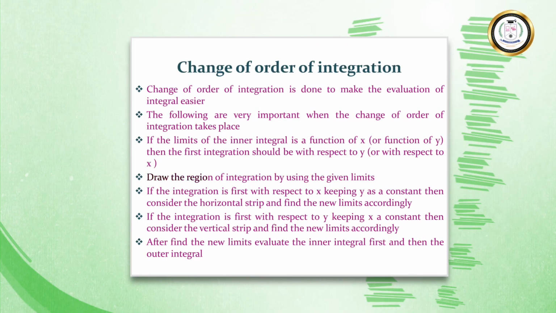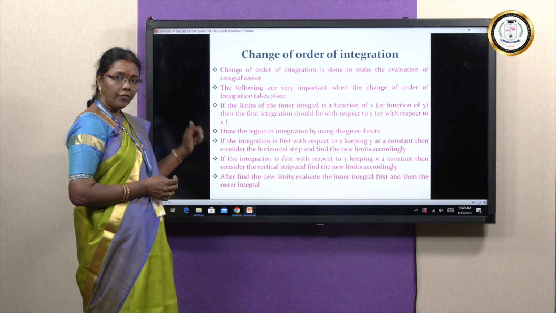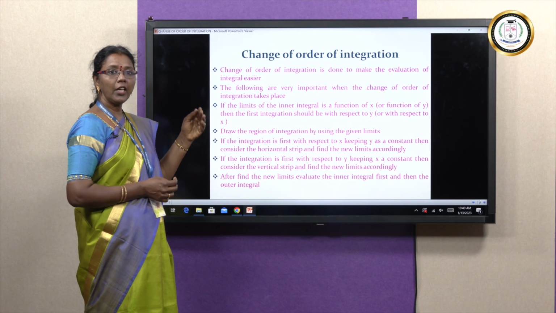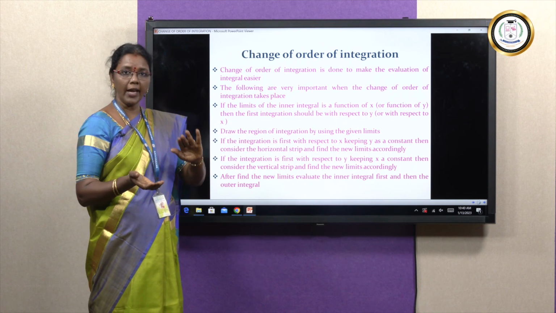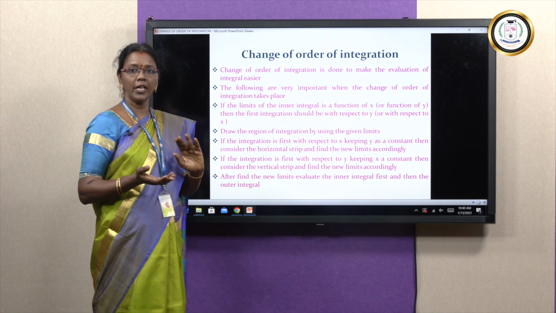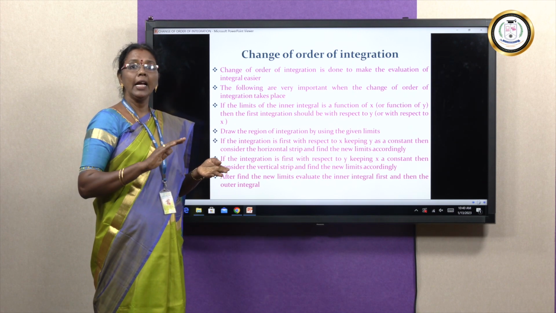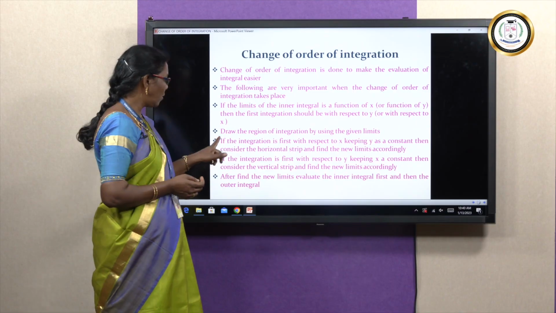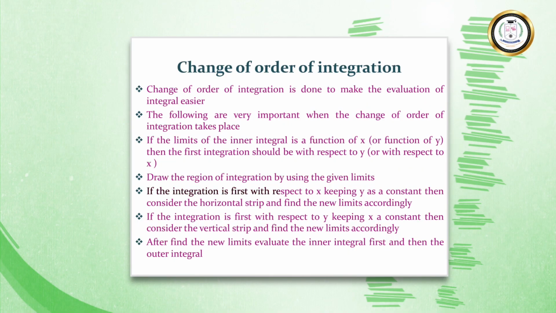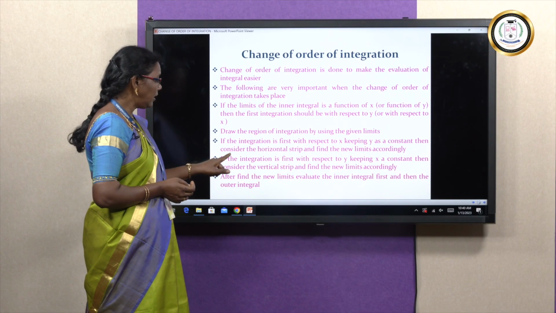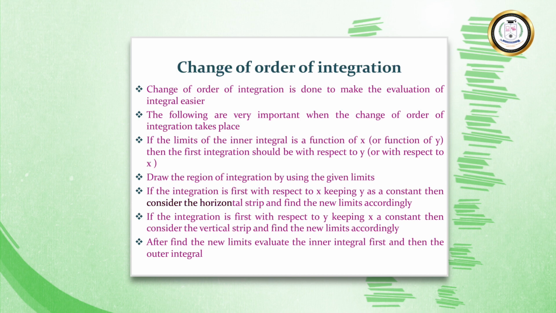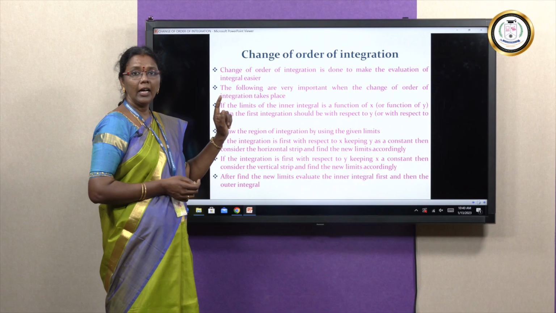After identifying the boundaries, the easy way to integrate, that is, to change the order, is to draw the region using the given limits. Then, after drawing the region, if the given order is dy dx, we are going to change the order. It should be dx dy. So if the inner integration is first with respect to x, keeping y as a constant, we have to consider the horizontal strip in the region.